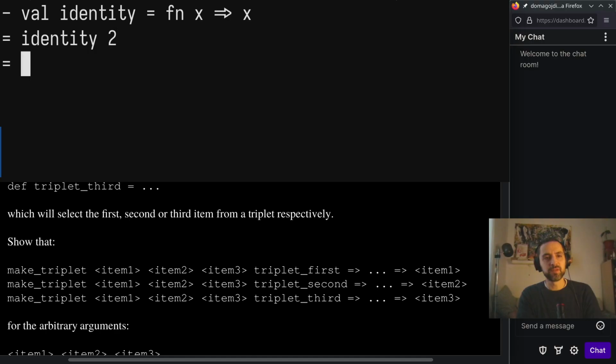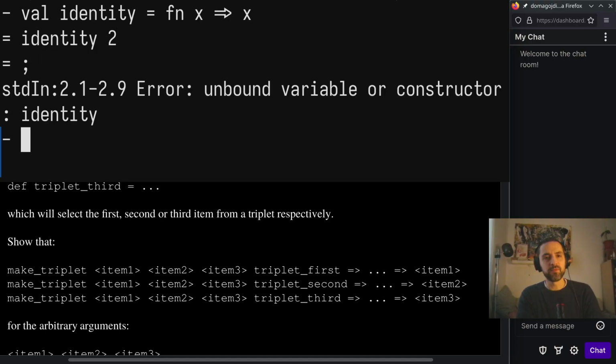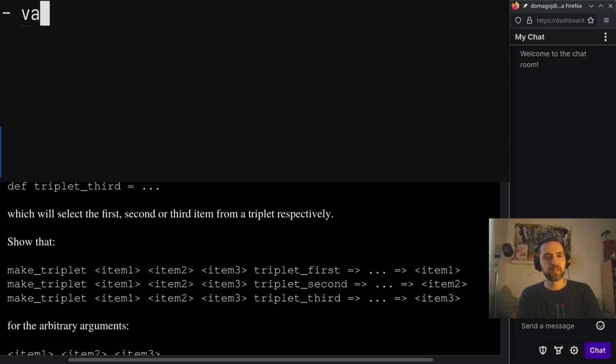let's say 2. Oops, we have an unbound variable identity. Didn't I just bind it? Identity? Or I forgot. Unbound. What do you mean? Oh, I didn't bind it. Look at this, val identity. I forgot. Okay, let's do it again.